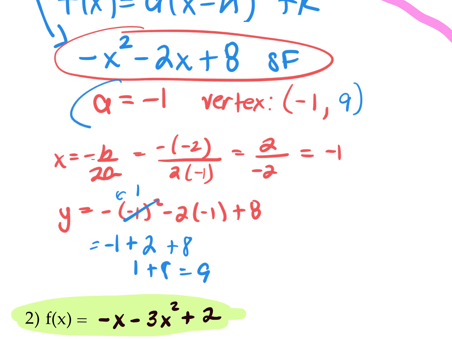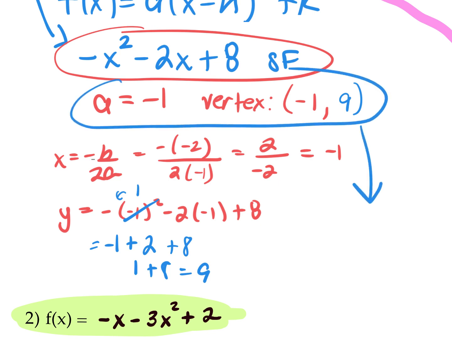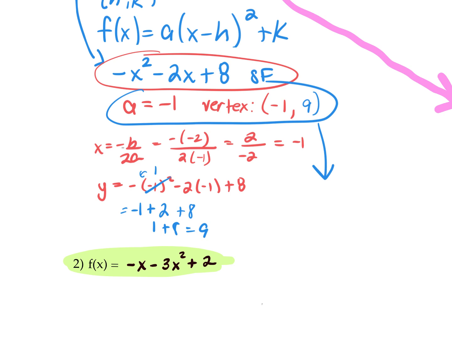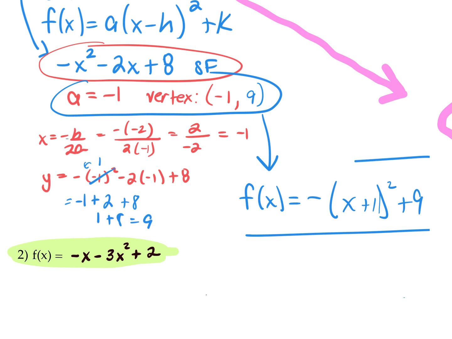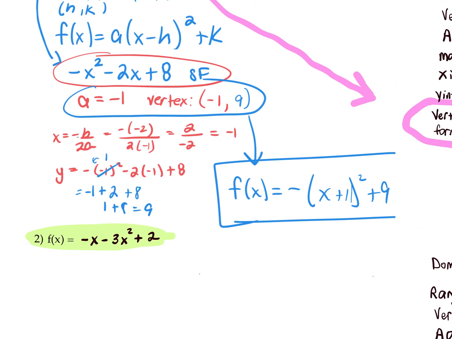Now what do I do with this information in order to write your equation in vertex form? F of x equals what? What's your a value? Negative 1. And then I have x what? Minus the negative, so plus 1 squared. And then plus 9. There's your vertex form. So if you're given an equation in standard form where it goes x squared, x and then your constant, and they ask you to write the equation in vertex form, you have to find the vertex first.